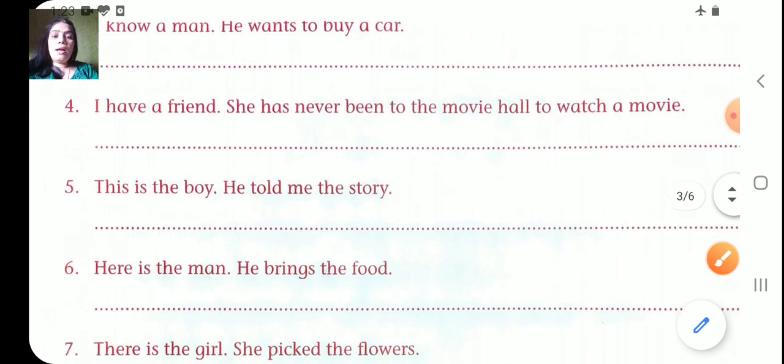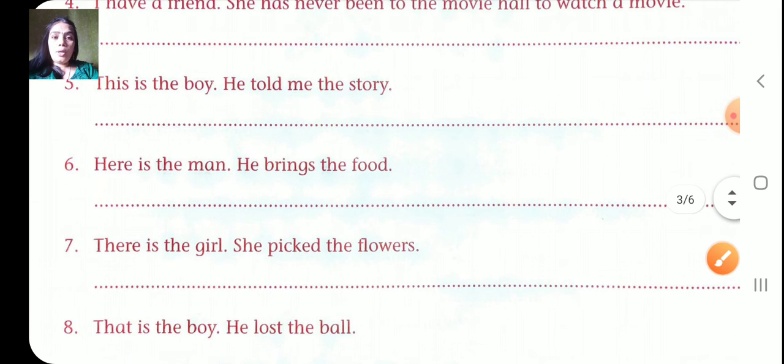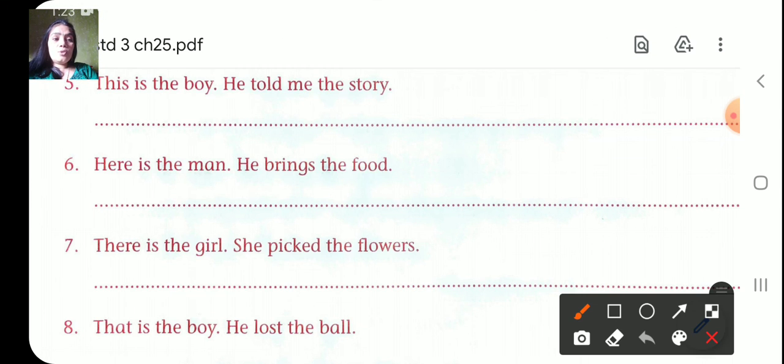And number five, this is the boy. He told me the story. So what you will do first? You will cut this pronoun. So who is he here? Boy. And number six, man. Number seven, girl. Number eight, boy. So what is the answer? Number five, this is the boy who told me the story.